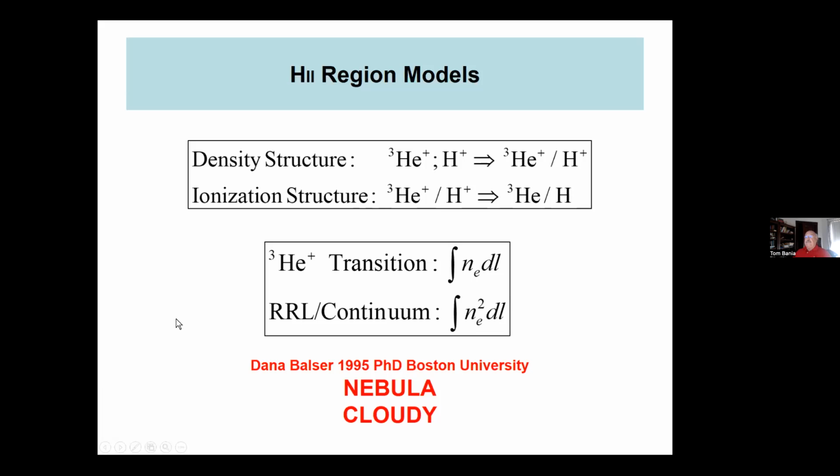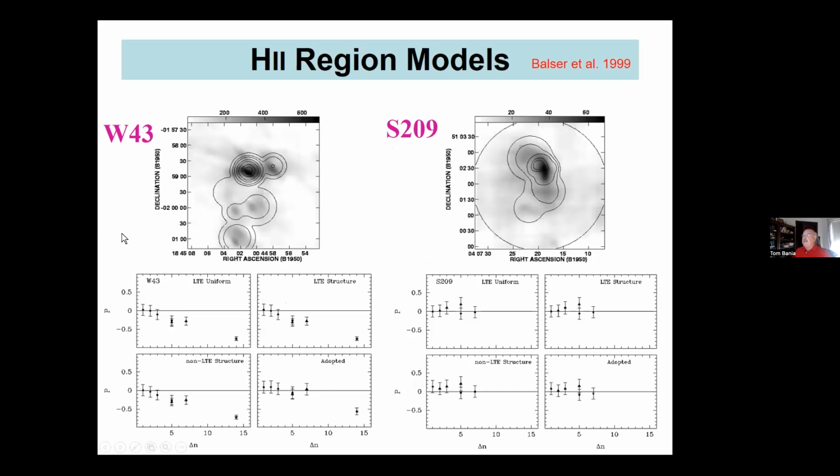This was a conundrum, and great progress was made by Dana Balser in his thesis at Boston University, where he wrote a numerical code called nebula that allowed us to model these H2 regions in a form that isn't spherical, homogeneous, and isothermal. And of course, Cloudy later on allowed us to address some of the ionization issues. So here are two models for W43 and S209. These are VLA images that we took of these H2 regions, and the contours are the components of the models in the nebula program.